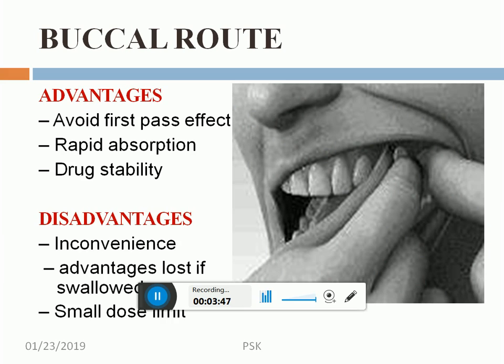Next are the advantages and disadvantages of the buccal route. The advantages: it avoids the first pass effect, has rapid absorption, and the drug molecules are very stable. The disadvantages: it is inconvenient, the advantage is lost if the drug is swallowed, and small dosage is limited. You are not able to use a large volume of the drug. Sometimes inside the buccal cavity you may swallow the drug molecules. These are the disadvantages of the buccal cavity route.